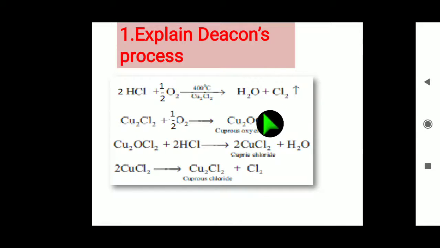Here, stepwise, three equations we should follow. The first step, cuprous chloride reacts with oxygen. Cuprous oxychloride will form. This is a balanced equation. Of O2 means 2 cancel, 1 oxygen. So Cu2OCl2, cuprous oxychloride will form.